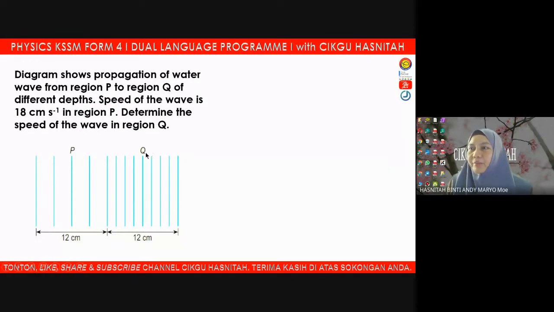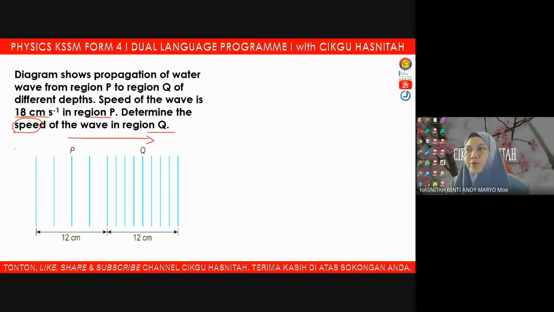Now we have this diagram. It shows propagation of a water wave from region P to region Q. This is the direction of propagation, from P to Q, at different depths. The speed of the wave in region P is 18 centimeter per second. You have to determine the speed of the wave in region Q. So you are given this information: from this end to the other end is 12 centimeter, and here it is the same. So how do we find the speed of the wave in region Q?